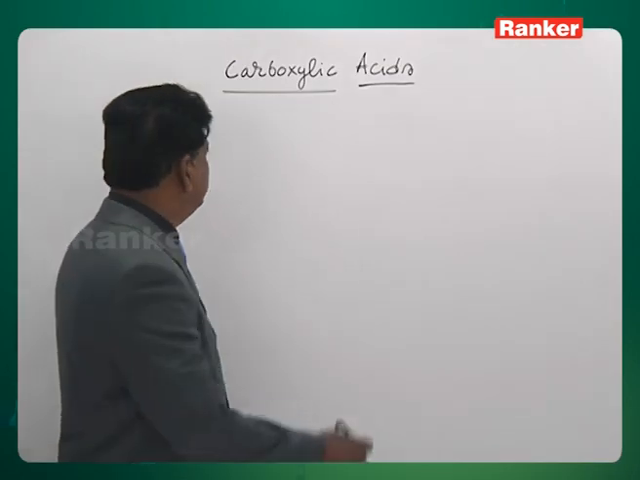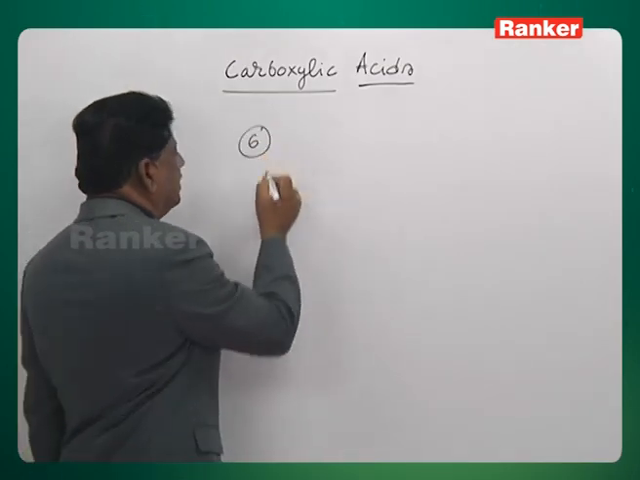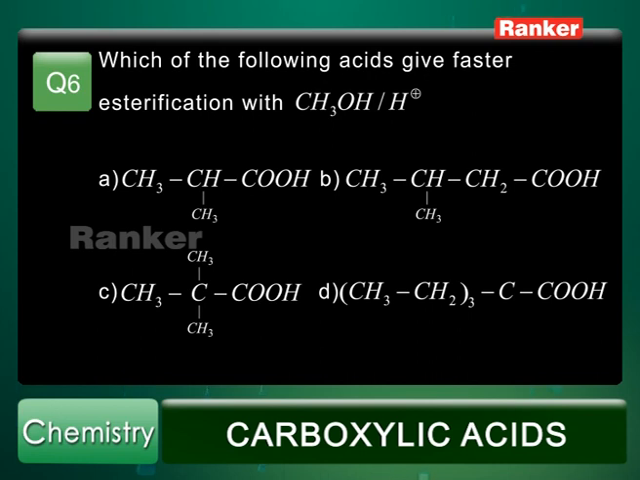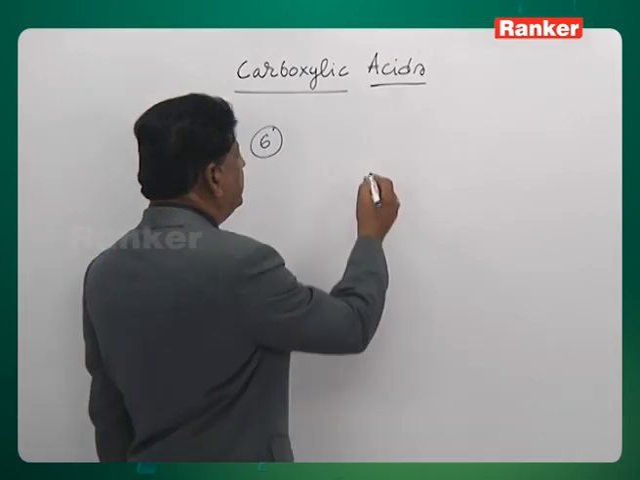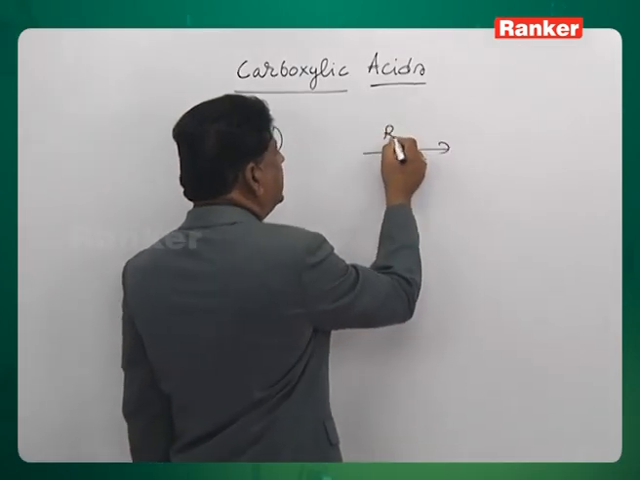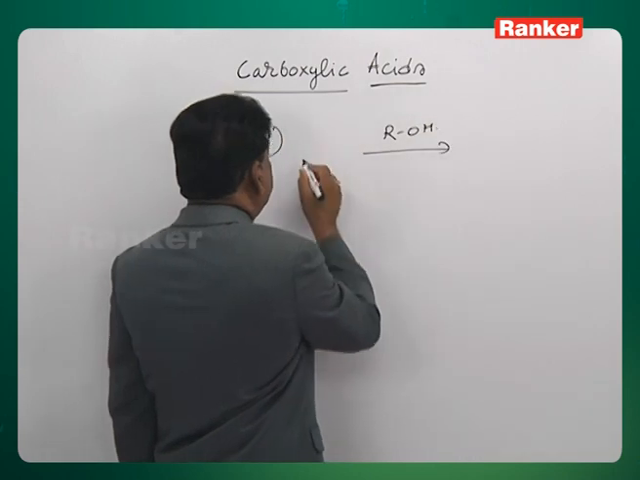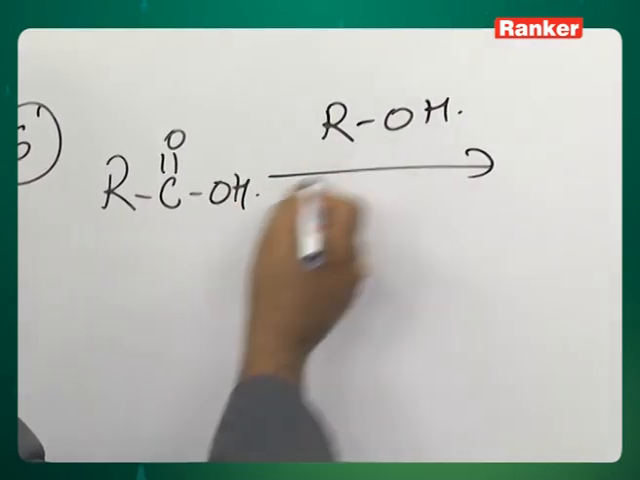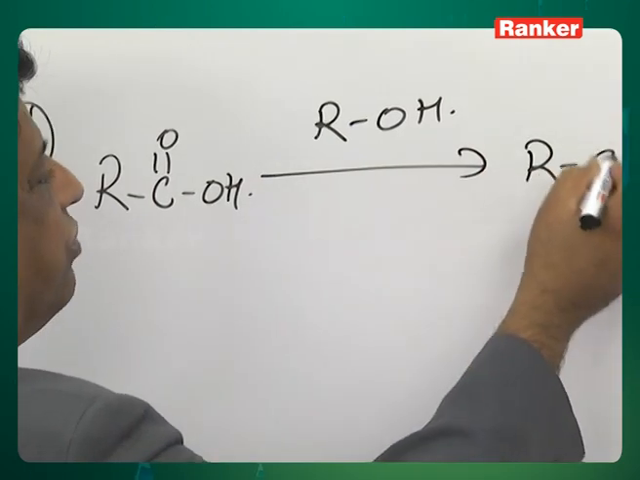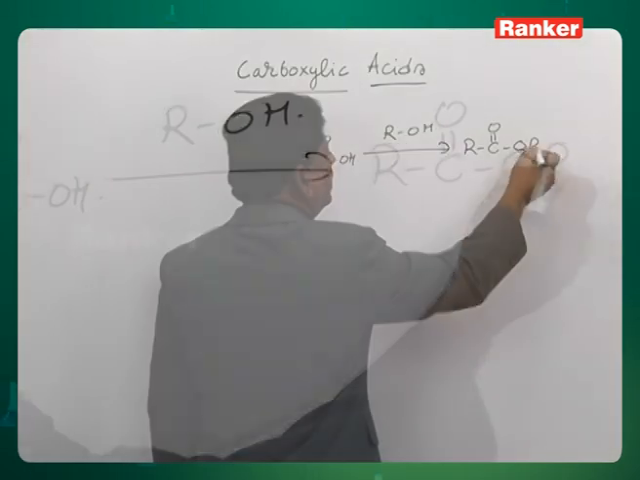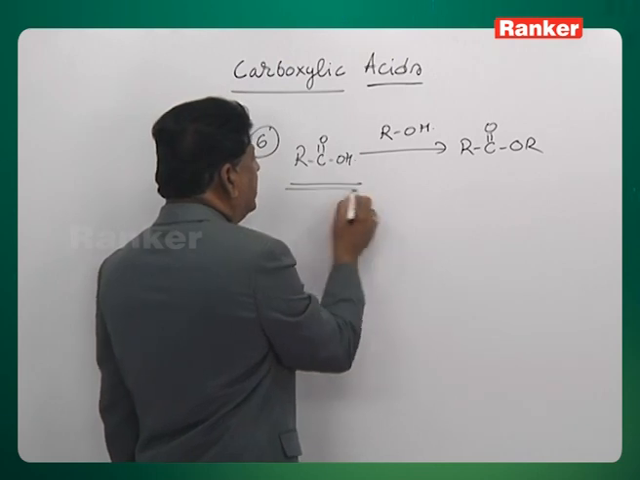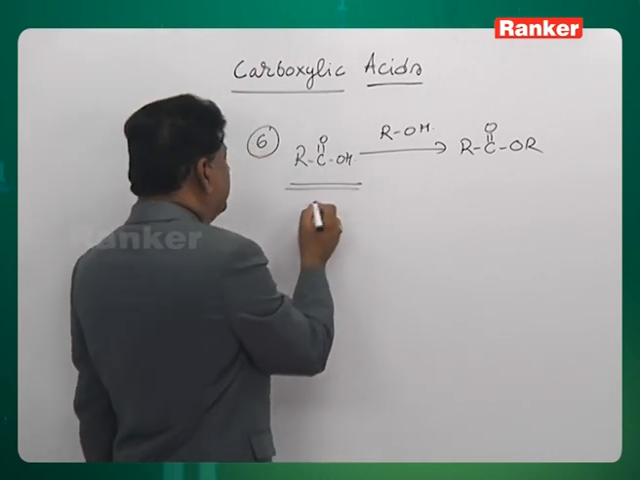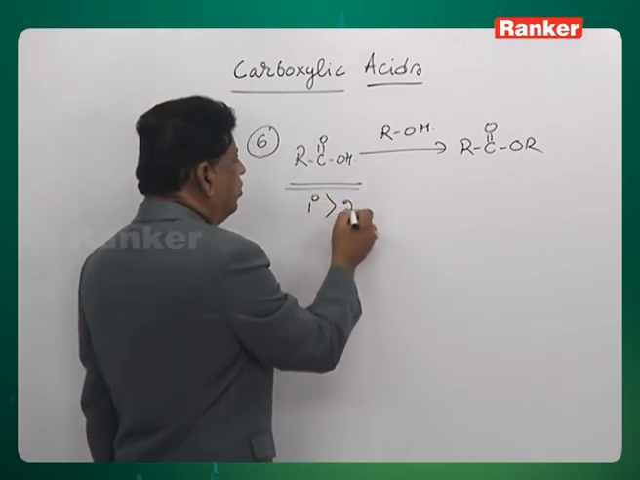Let us go for question number 6. In the sixth question, which of the following acids gives faster esterification with the given methyl alcohol? The alcohol is given as standard, but the acids are given as different carboxylic acids. A carboxylic acid reacts with this alcohol and gives the ester.